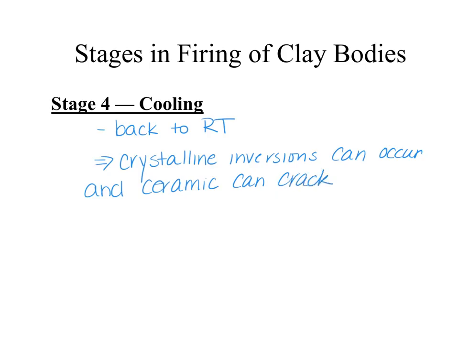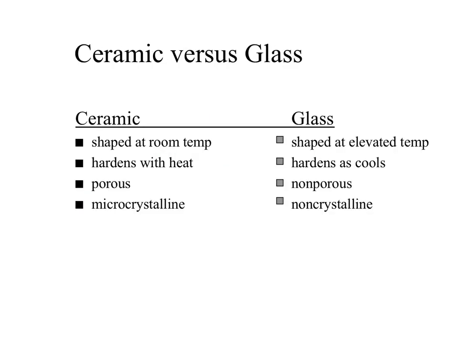So we have come to the end of our ceramic discussion, and just want to summarize ceramics and glasses, because we've talked about ceramics and we've talked about glasses, and there's a lot of overlap here because glazes on ceramics are that glassy layer. So I want to point out some ways that the ceramics and the glass are different. One of the big ways they're different is ceramics are shaped at room temperature. Glass is shaped at elevated temperature. So we have to heat glass up to shape it. We don't have to do that with ceramics.